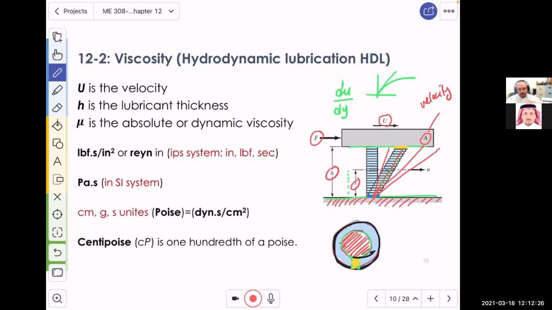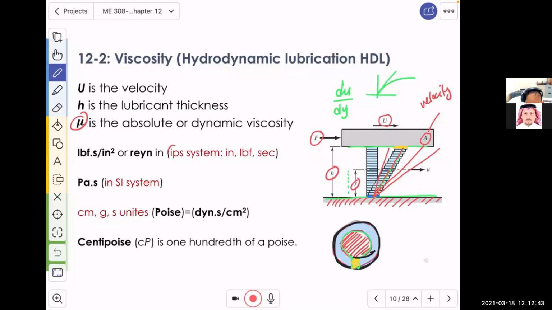The y is just a distance. It can be 0, it can be something in between, it can be even h. And then mu is the viscosity, which will come soon in the next slide. The viscosity is measured by different units, which is a little bit confusing sometimes.